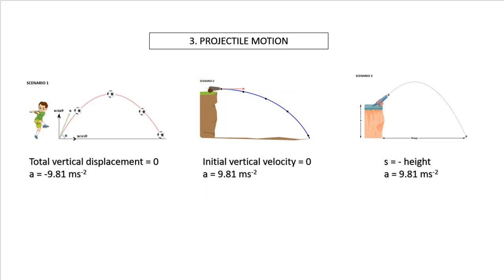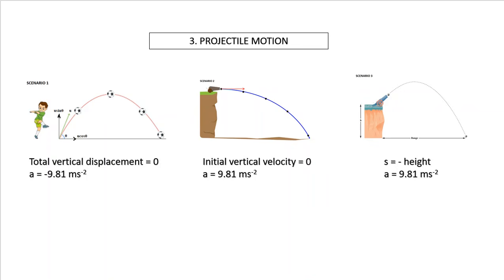Then you have projectile motion. There are three scenarios of projectile motion. You have to have a very clear understanding of three concepts. In scenario one, the projectile lands at the same height from which it was launched. So the total vertical displacement is 0, and since there are two motions involved, the acceleration throughout the motion would be minus 9.81. Scenario 2, the projectile is launched horizontally from a height.